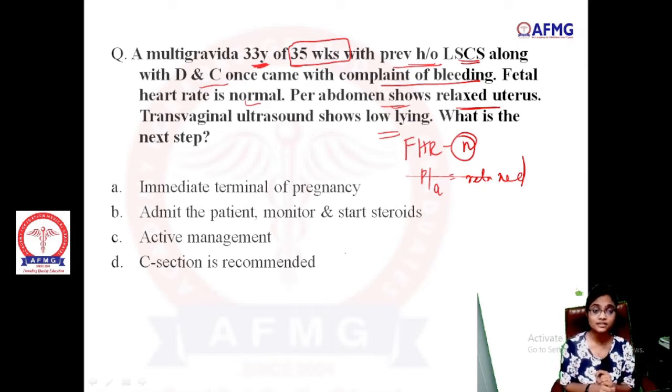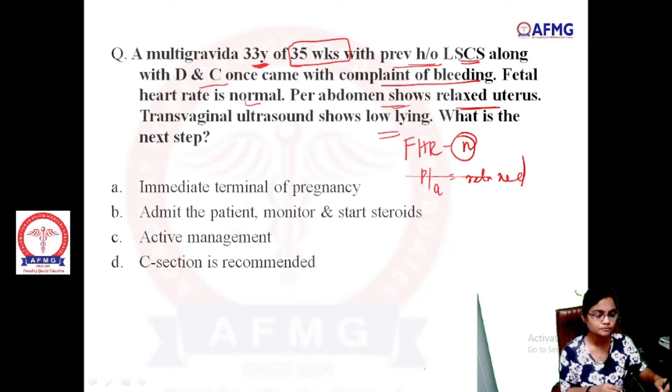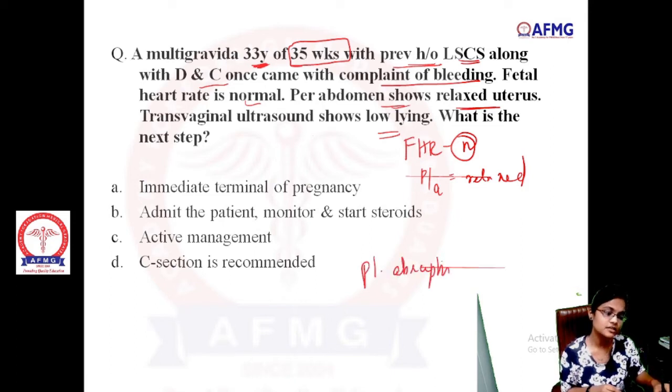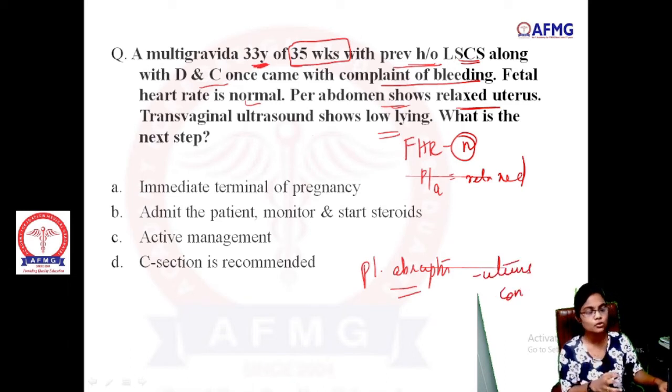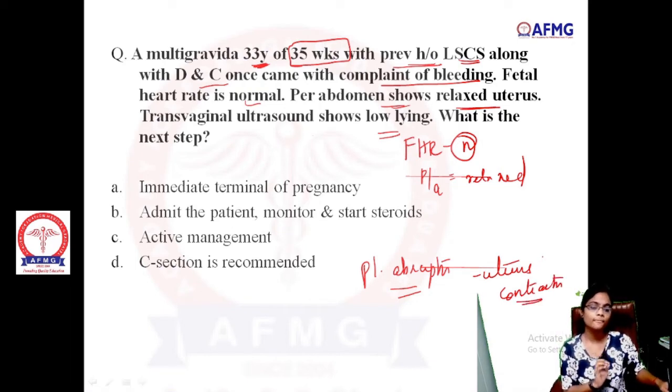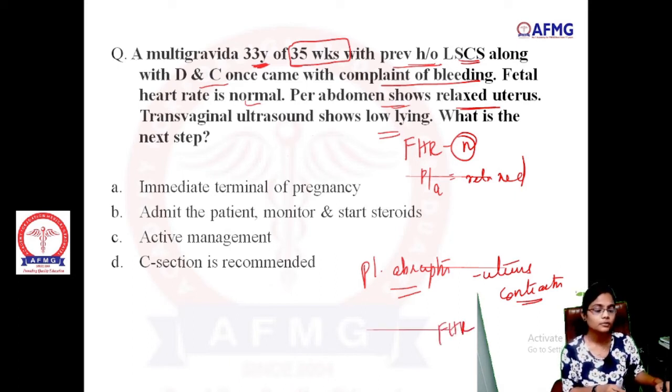So what will be your answer? What will be your next step for this patient? See, the patient is 33 years old, at 35 weeks of gestation, with a previous history of LSCS and DNC done once, but the uterus is relaxed. Please remember, in placental abruption, as we have just seen, your uterus will be contracted because of the concealed hemorrhage. So for sure it will not be a placental abruption, right? And you can see the fetal heart rate is normal.